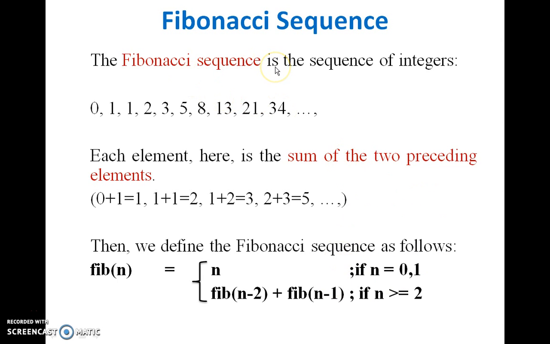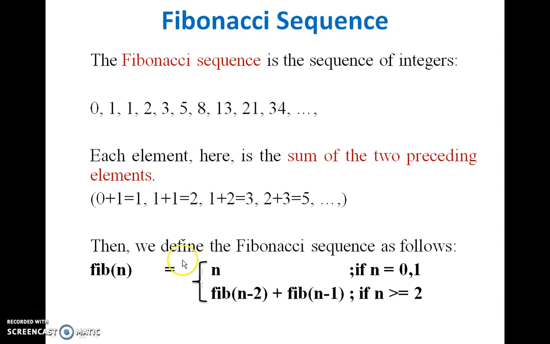The Fibonacci sequence is a sequence of integers in which each number is defined by the summation of the two preceding elements. It starts with 0 and 1. The next number is defined by the addition of these two numbers, that is 1. The next number in this series is the addition of the previous two numbers, 1 plus 1 is 2. The next number, 3, is the addition of 1 plus 2. 5 is the addition of 2 plus 3. Like this, the Fibonacci series is defined.